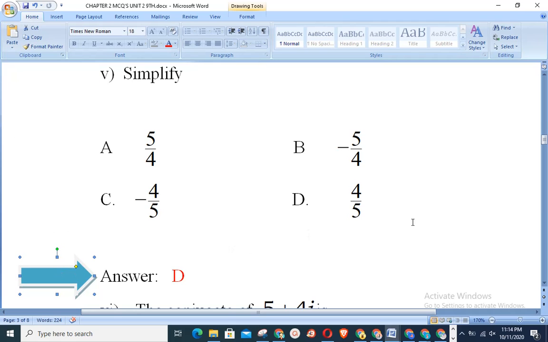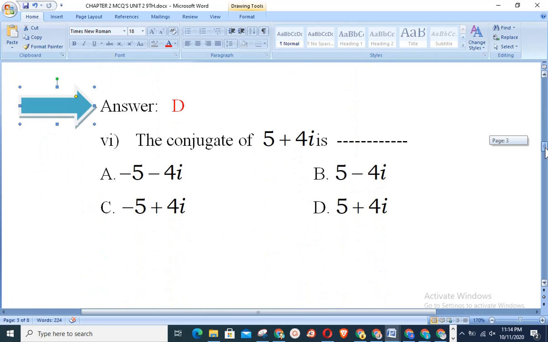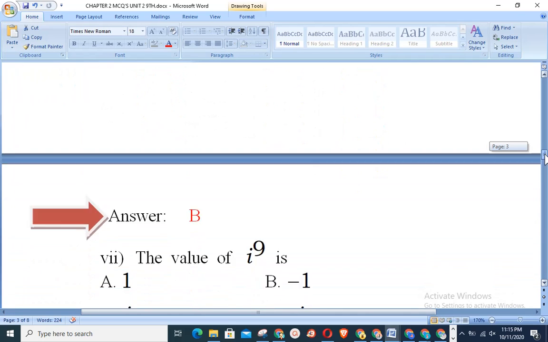We now move ahead to the next objective, that is number 6. The conjugate of 5 plus 4 iota is. Dear friends, you are well clear. You know that in taking the conjugate, you have just to change the sign of the imaginary part. So very simple, it will become 5 minus 4 iota. That is option B is my correct option.